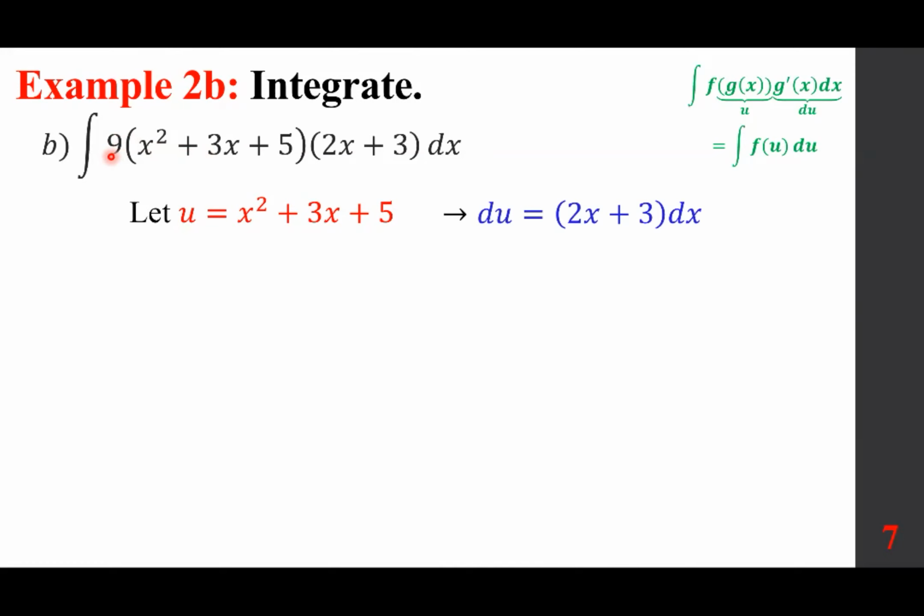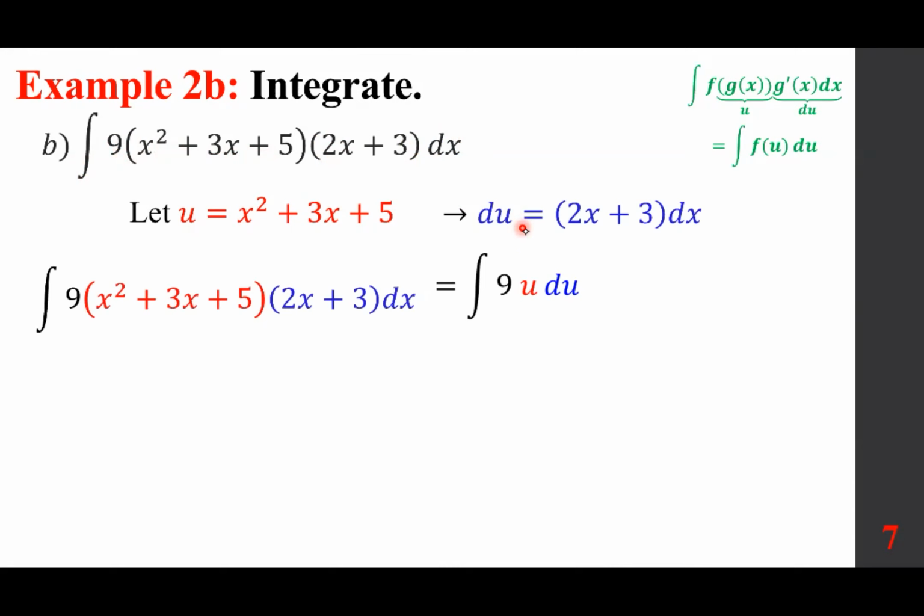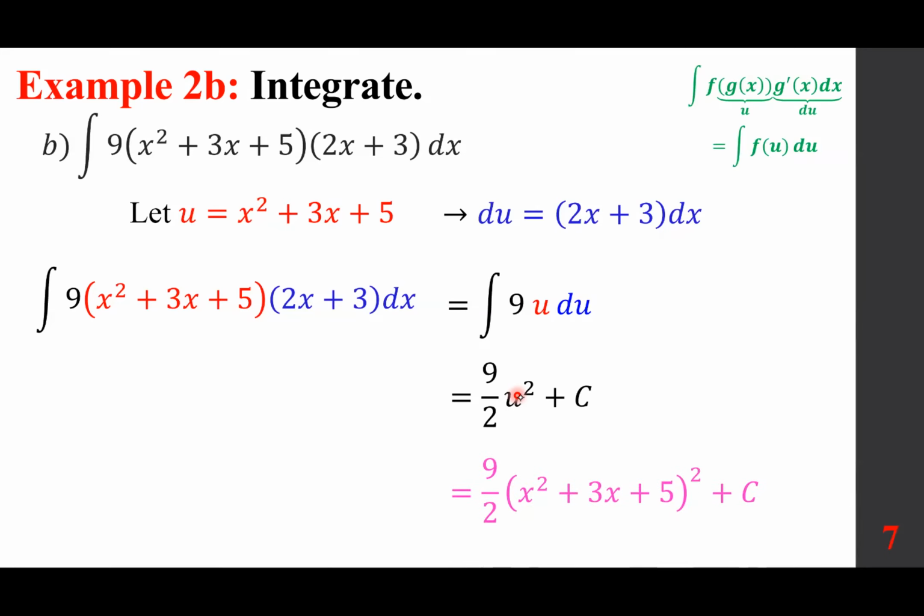So 9 remains. You can keep it in or outside the integral sign, it makes no difference. This is u, 2x plus 3 times dx is du. And again, the power rule, 9 halves u squared plus the constant. Replace the u. And we are done. As always, differentiation will prove we have it right.